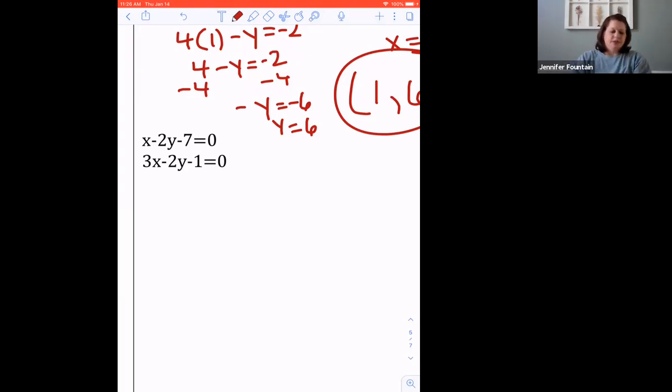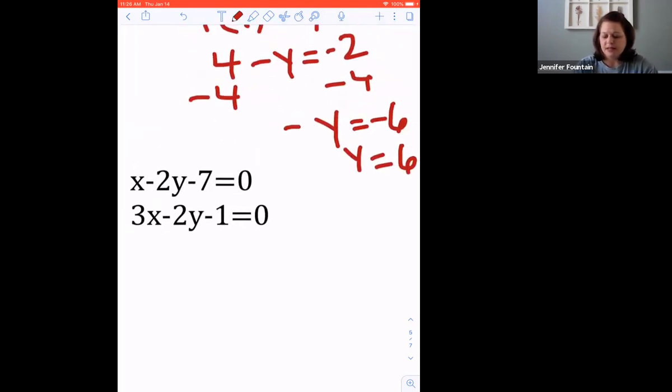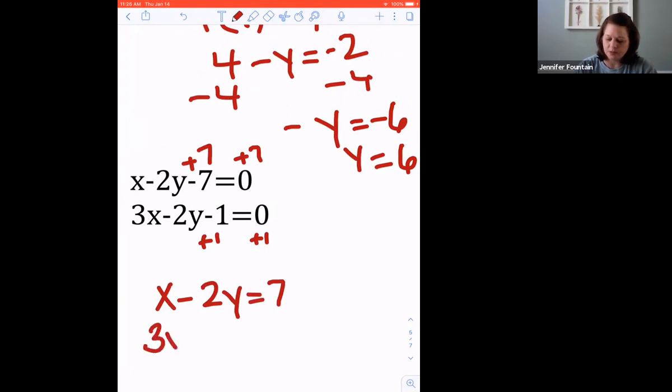All righty, we'll get ready to start working on this one. Again, step 1, standard form. So that means I need to move my C value. So I'm going to add 7 to each side on my first equation, add 1 to each side on my second equation. So then I'm going to have x minus 2y equals 7, 3x minus 2y equals 1.